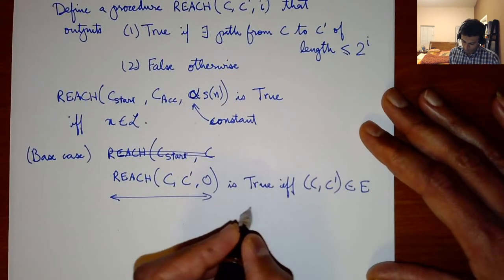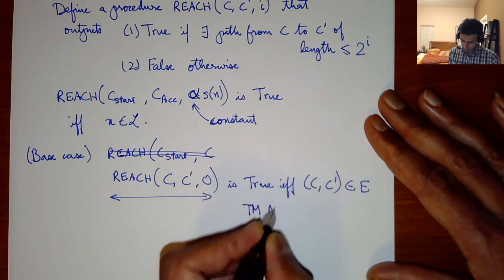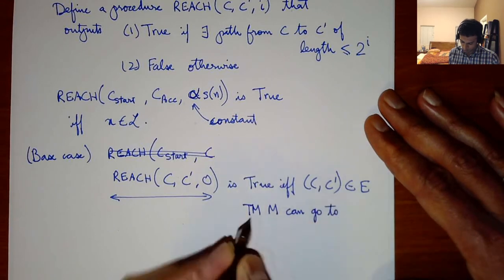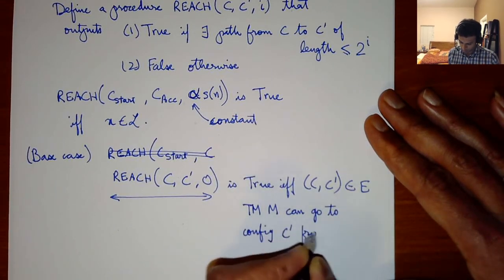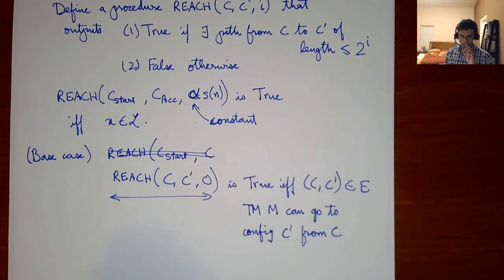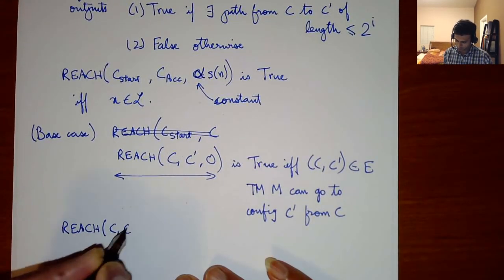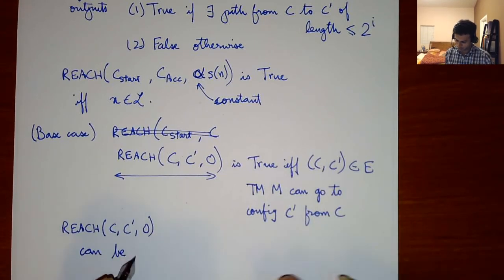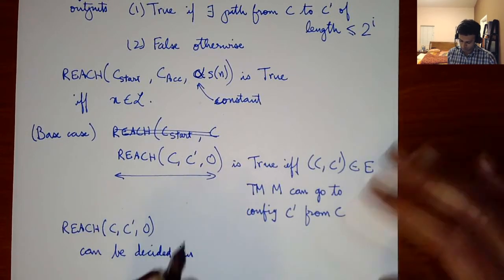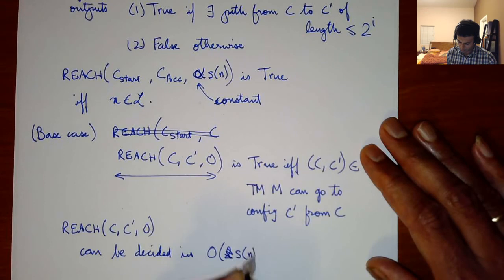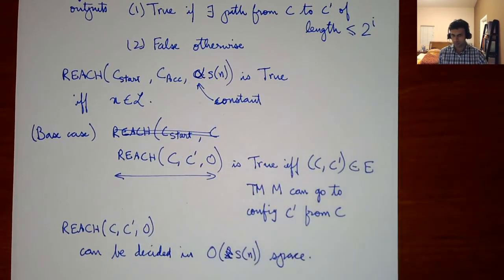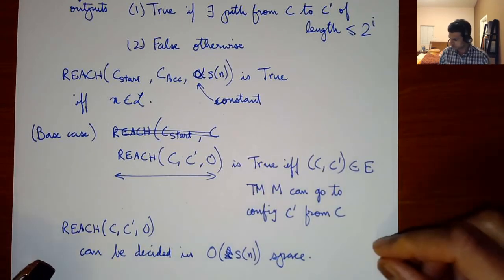Right? Which means that the Turing machine M can go to configuration C prime from C. So reach C, C prime, 0 can be decided in O of S of n space. Right, because given the configurations, a procedure would just check, can this configuration follow? Now, regardless of determinism or non-determinism, it just has to check one step of the Turing machine. Is this clear?